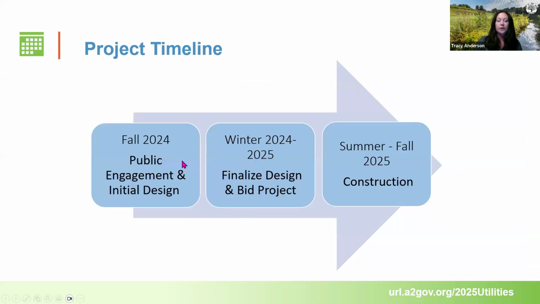For timeline, we're right here in the fall of 2024. We're doing public engagement tonight, and we're in initial design right now. We're finalizing the design, and we're going to bid out the project in the winter, in January, and then summer will be the construction of Harding. Again, it's part of the 2025 utilities, so it's up to the contractor when they actually come and do it, but it will be sometime between June and November. And I'm estimating that this project will last about 2 months.